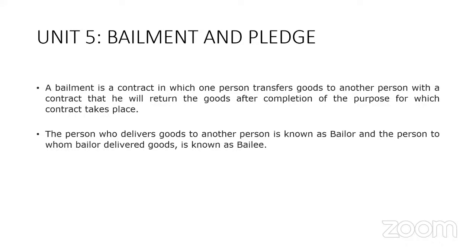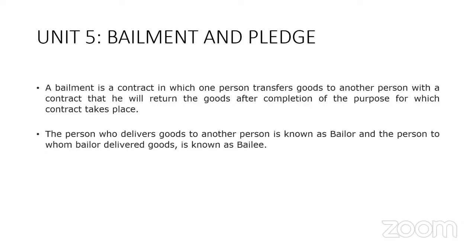Next, coming to bailment and pledge. Like I told you, we are going to discuss 4 different types of special contracts. We have already discussed 2 different types. Now, bailment and pledge are 2 more types of special contracts that we are going to discuss. A bailment is a contract in which one person transfers goods to another person with a contract that he will return the goods after the completion of the purpose for which the contract takes place.